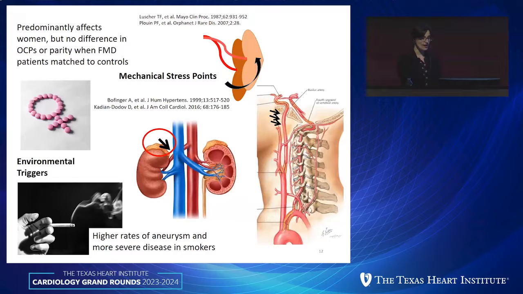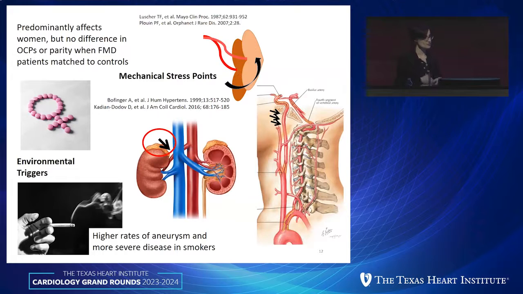Now, in terms of why this happens, there's a lot of different theories that have been postulated. Some of them surrounding environmental triggers such as estrogen, since this is something that affects mostly women. But when you look at women on OCPs or differences in parity with FMD versus matched controls, there really is no difference in the rate of FMD. So it hasn't panned out. We do know that patients who smoke have a higher rate of aneurysm and they tend to have more severe FMD. So that does seem to play some role.